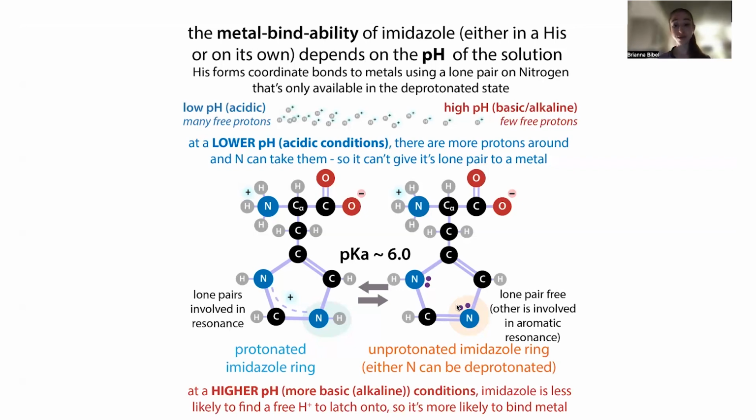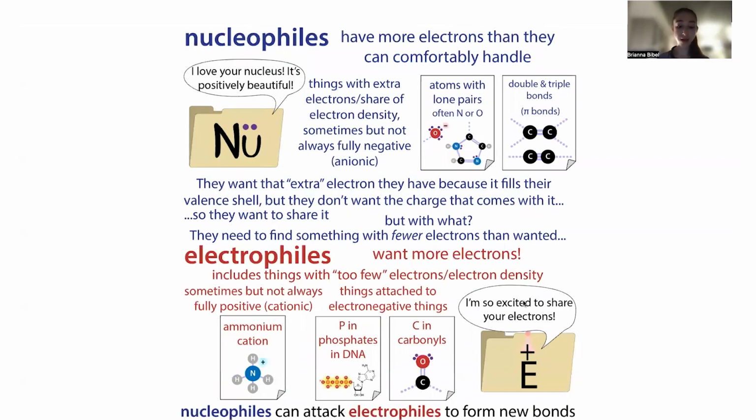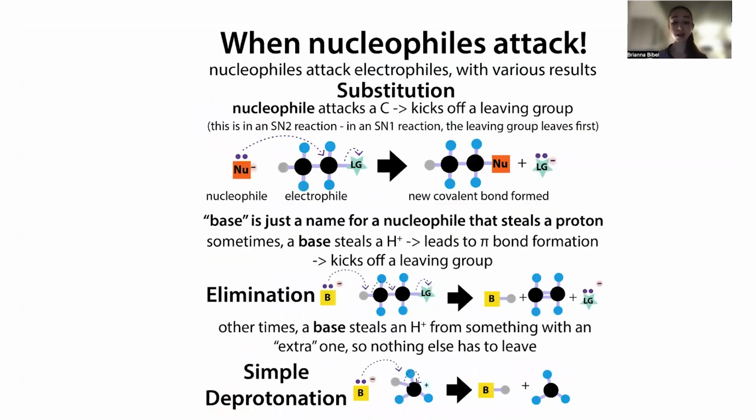Now that lone pair, which could be used to form a bond to a proton, is available to do other things, including form a bond to a proton, or it can act as a nucleophile. When something acts as a nucleophile, it can attack an electrophile, something that wants electrons, and we can get new bonds to form and things like this, and you can get some weird stuff like histidine phosphorylation.